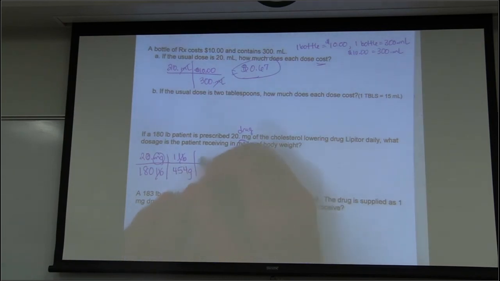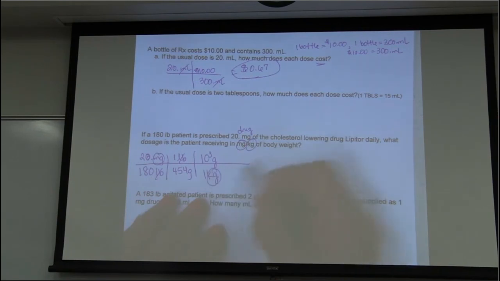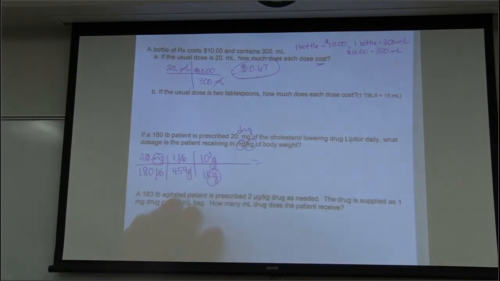That's fine. If I'm going my way, what am I going to put on top here? 10 to the third grams goes on top, and what goes on bottom? 1 kilogram goes on bottom. So there are my units of kilograms. Run your numbers.